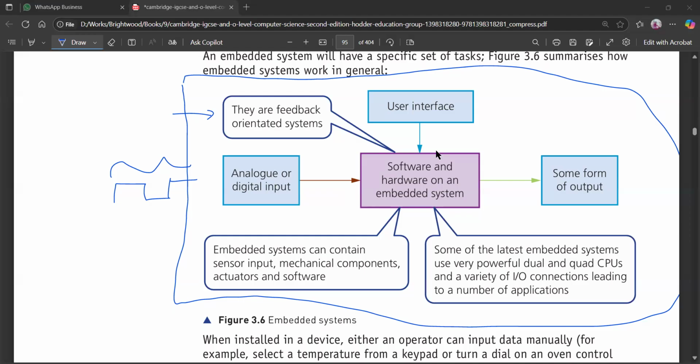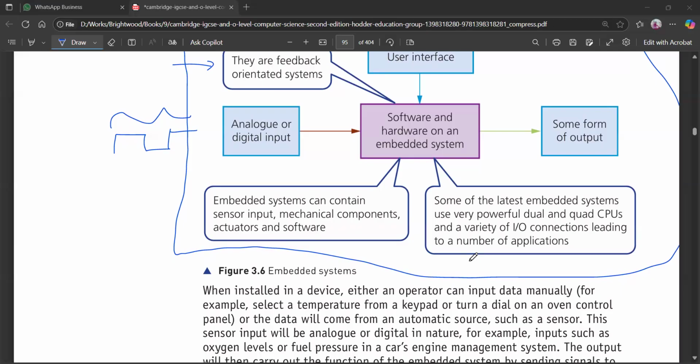These are the components that should be in embedded systems. They have feedback with the orientation system, and the embedded system can contain sensor input, mechanical components, and actuators and the software. Some of the latest embedded systems use very powerful dual and quad CPUs and a variety of input output connections leading to a number of applications. So software and hardware on the embedded system. There should be user input, user interface, local digital input, and some form of output. These are the things that should be followed with the embedded system.